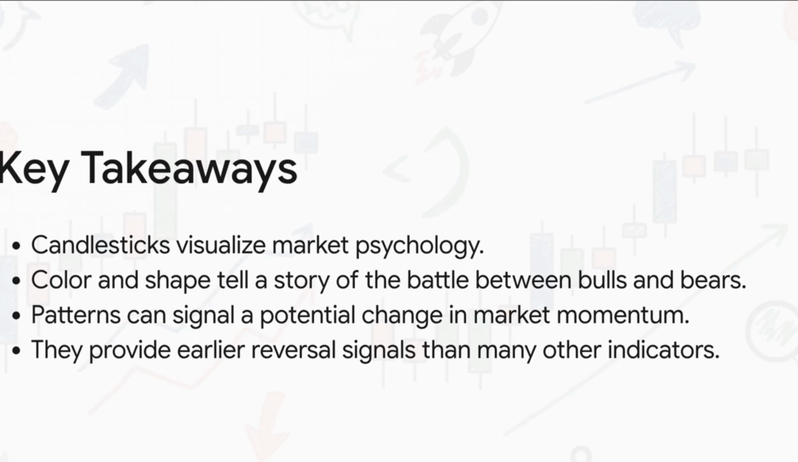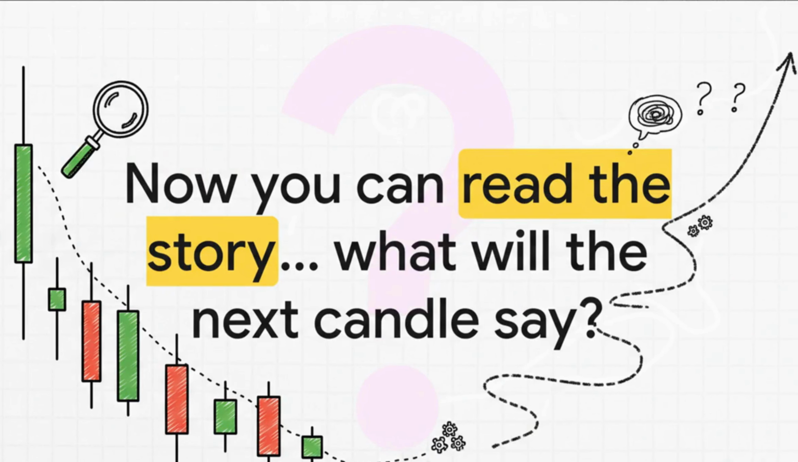The color, the shape, the patterns, they're not random. They are direct signals from the battle between buyers and sellers. And because they show you that human element so clearly, they can often give you a heads up about a potential change in direction way earlier than other tools. By learning to read candlesticks, you're not just looking at data anymore, you're learning how to read the collective mood of the entire market. You've literally transformed a confusing chart into a compelling story that's unfolding right in front of you. So the only question left is, what's the next chapter going to be?